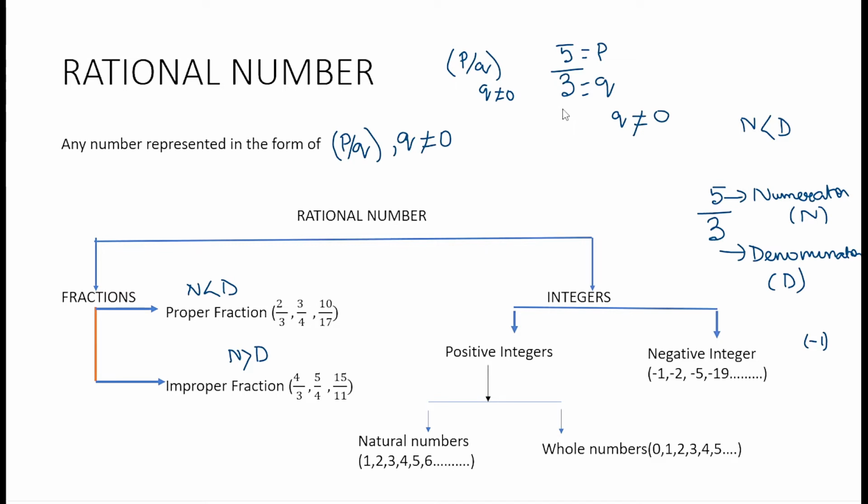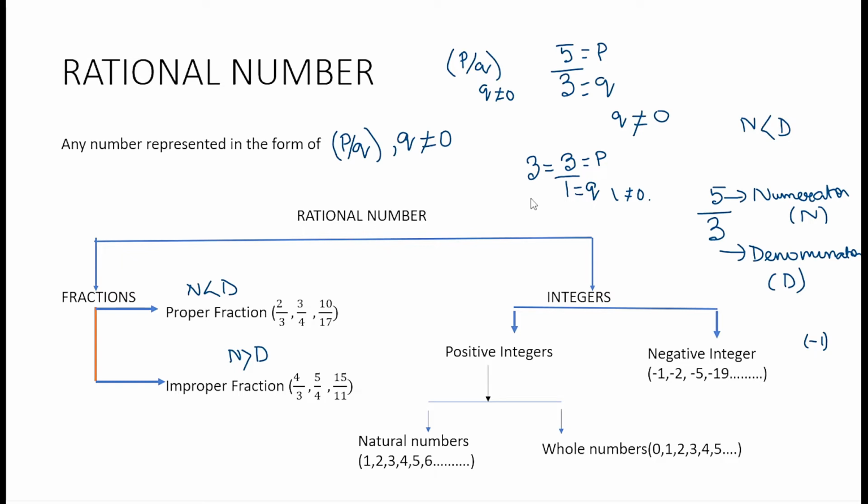Now, how come positive integers as well as negative integers are identified as rational numbers? Because if I take any positive integer like 3, we have only the upper part, while the lower part is missing. So how can we say that it is in the form of a rational number? Let me tell you that 3 can be represented in the form of 3 by 1. If I take 3 as p and 1 as q, of course 1 is not equal to 0. So from here, we can say that the integers are also rational numbers.